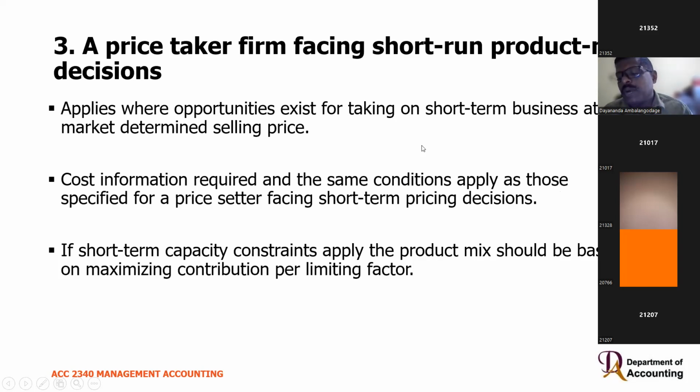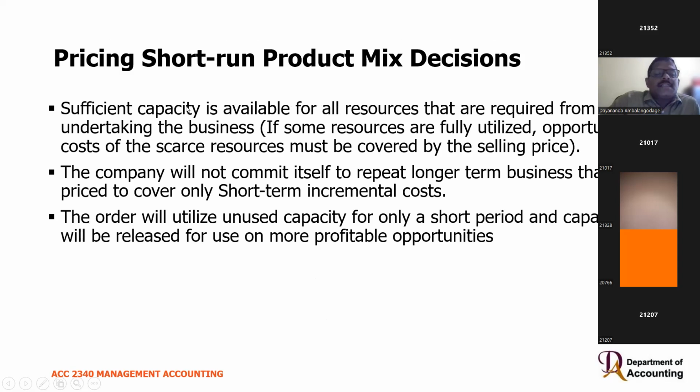You may discuss this part from a different perspective when you discuss CVP analysis also. Limiting factor: capacity. Sufficient capacity is available for all resources required for undertaking the business. Then the company will not commit itself to repeat longer term business at a price that covers only the short run incremental cost. If any product does not cover the incremental cost, which in economics, I think you studied, is the marginal cost or the variable cost, if the variable cost is not recovered, we are not going to produce.